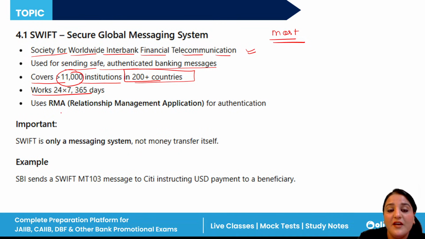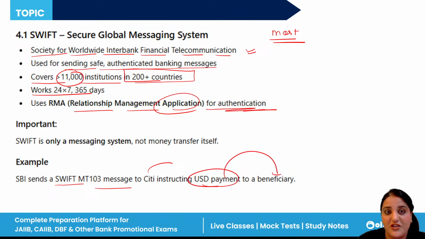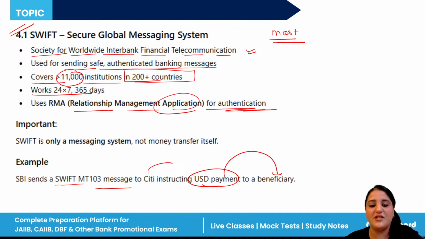It uses a relationship management application for authentication. It is only a messaging system, not money transfer itself. It basically sends a SWIFT message to Citi instructing a US dollar payment to a beneficiary. So what is SWIFT? One of the secure global messaging systems. Now about CHIPS, Fedwire, CHAPS, TARGET, we will learn in our next class.